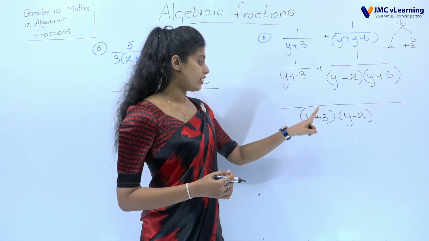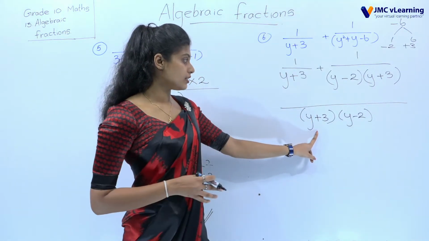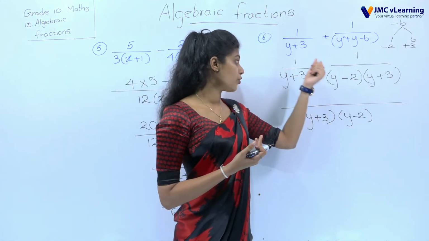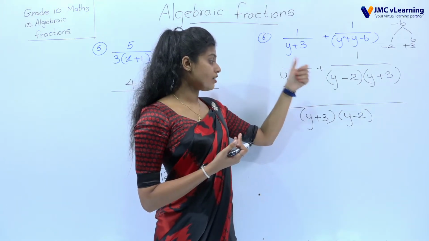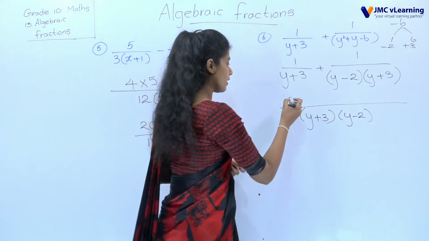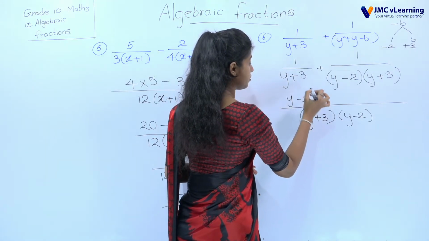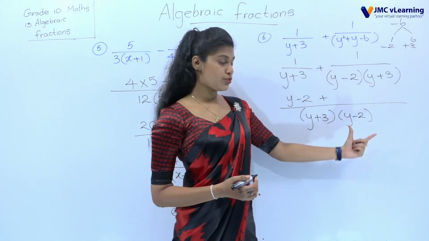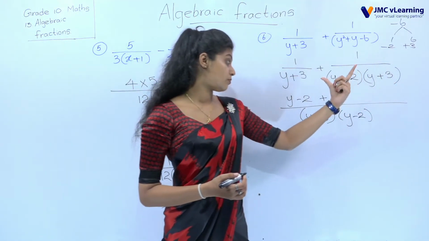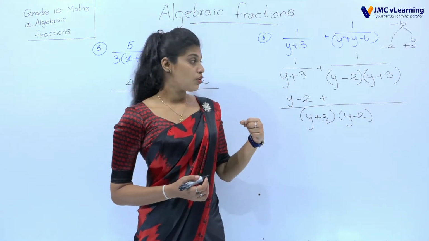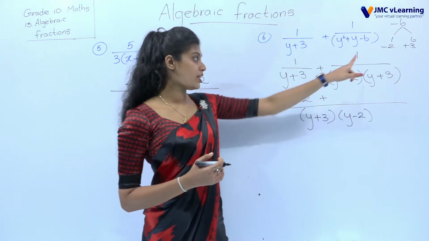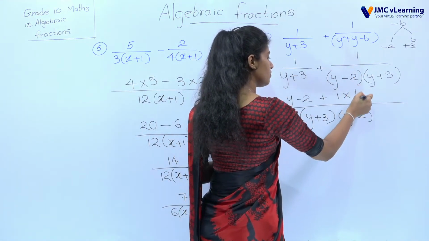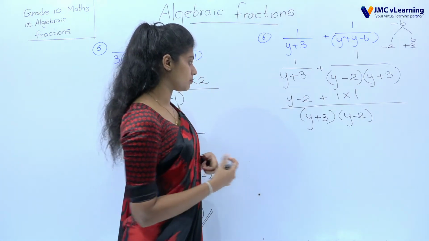Y plus 3, both are in the denominators. Y minus 2 is an extra part, so you have to multiply that 1 by y minus 2. Then here also answer is y minus 2. Then plus here y minus 2 also there, y plus 3 also there. So no need to multiply this by a number. That means you have to multiply this 1 by 1. You can take the same answer.